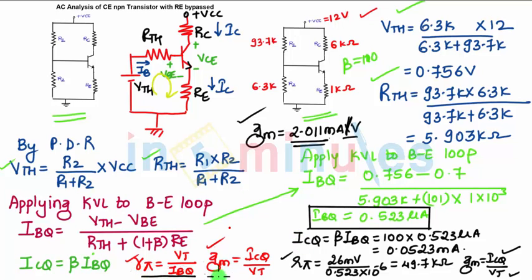So whatever derivation we are doing, the same steps are applied in the problem for the analysis, and we are getting these values, right? From DC analysis, we get the value of r pi, we get the value of gm, right? Now we go for the AC analysis.